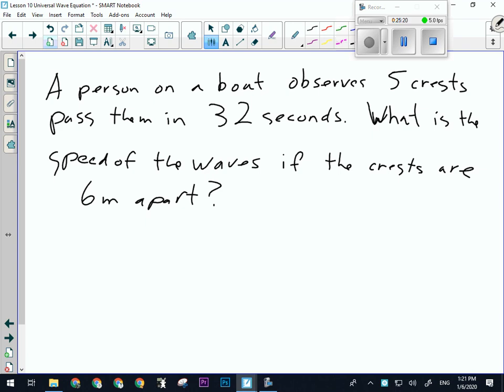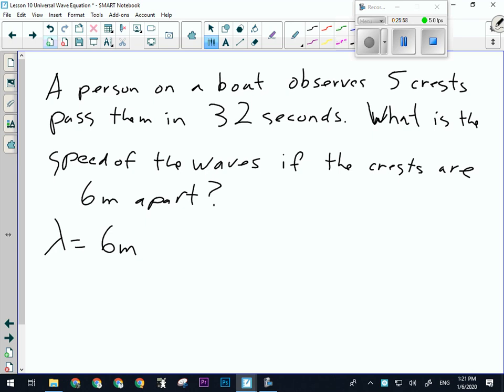So the question is saying this person is on a boat and they see 5 crests go by. So the crest is the up part of a wave. They see 5 crests go by in 32 seconds. And we know that the waves are 6 meters apart. What have they given me in this question? They give me wavelength, 6 meters. What else? Yeah, so I've got a way to calculate either frequency or period.